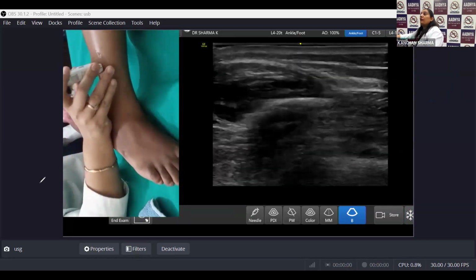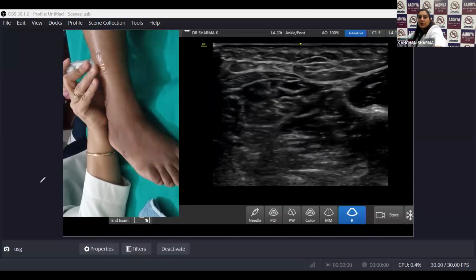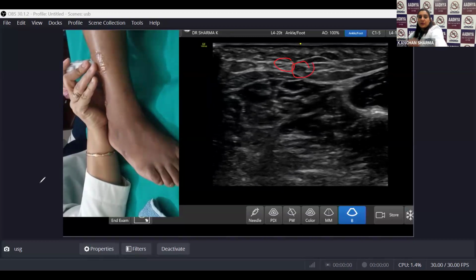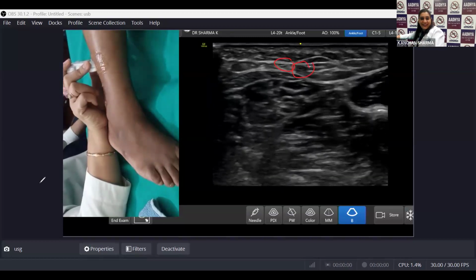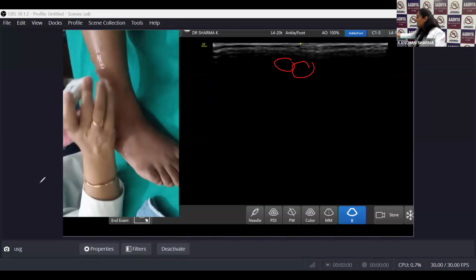From there, if I'll go down, go to this side, you will be able to see short saphenous vein and the sural nerve there also. Okay, because then it comes down. So you can see it from there also.